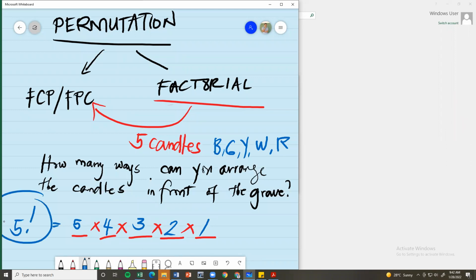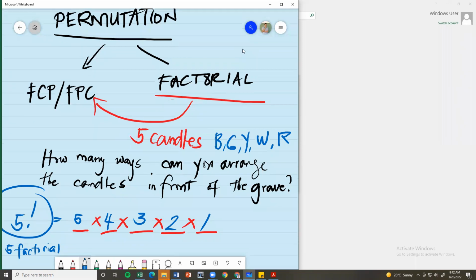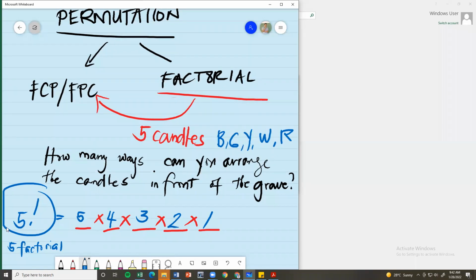This is read as 5 factorial. This is not read as 5 because of the exclamation point. No, this is read as 5 factorial in math. Can you follow? So therefore, 5 factorial simply means 5 times 4 times 3 times 2 times 1. And the answer here is, what's the answer? Press your calculator, please. 20, 60, 120. Okay. So there are 120 ways to arrange your candles in front of the grave. Can you follow? 120 ways.